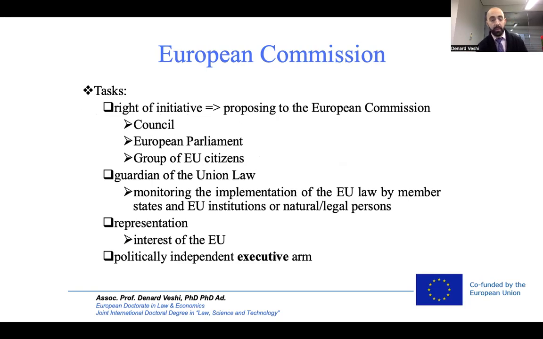So the task of the European Commission, as I stated at the beginning, is the right to initiate legislation. It's a guardian of the EU law, represents the interest of the EU, and it is a politically independent executive arm.